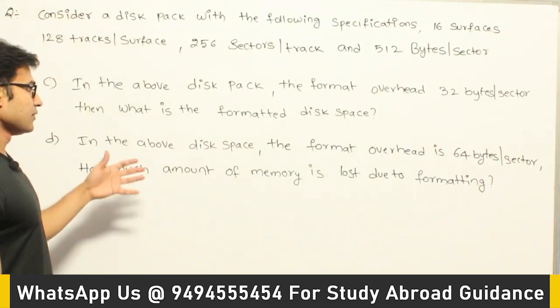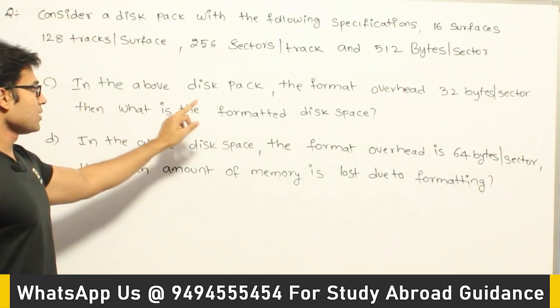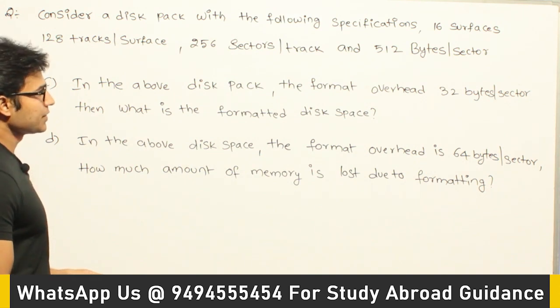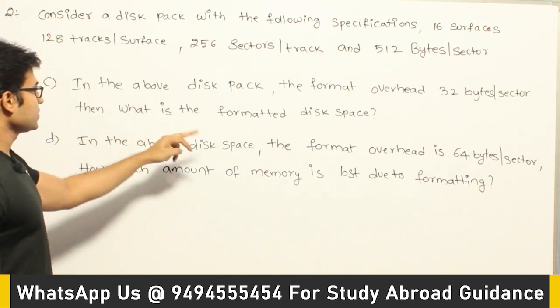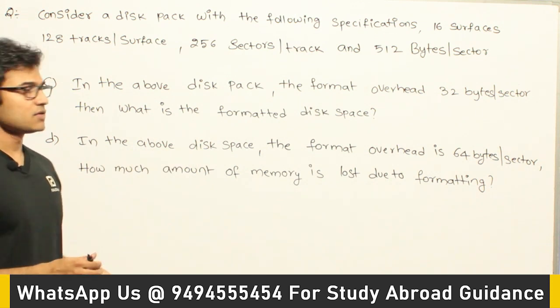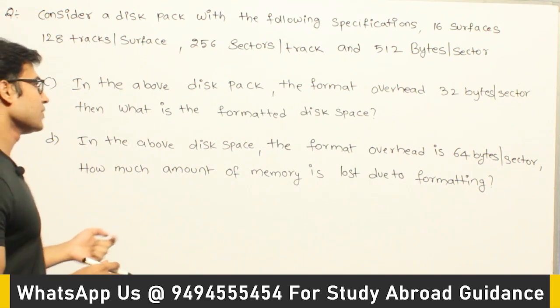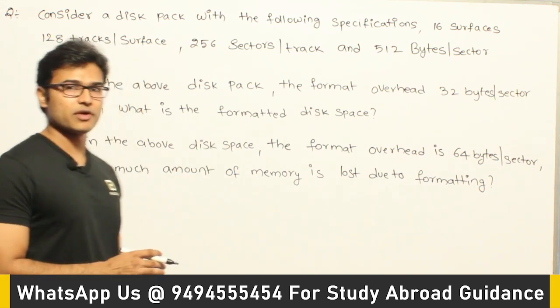Now let's see the previous example only. In the above hard disk, the format overhead is 32 bytes per sector. Then what is the formatted hard disk? Now we are going to waste some space for formatting. So how much space are we wasting? 32 bytes per sector is what we are wasting.